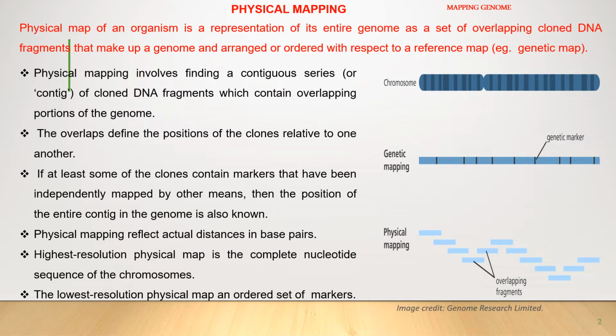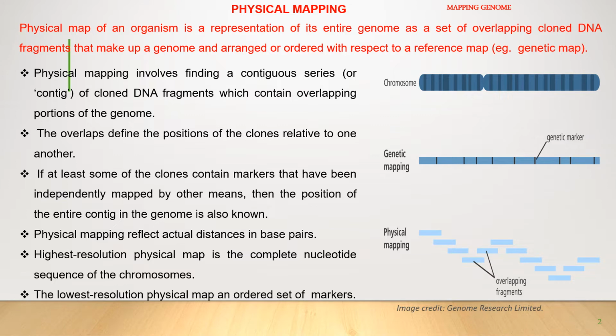A physical map is a representation of the genome of an organism as a collection of a series of overlapping cloned DNA fragments or contigs, arranged or ordered with respect to a reference map, for example a genetic map, as shown in the figure below. Physical mapping gives an estimation of specific distance in base pairs between the genes.